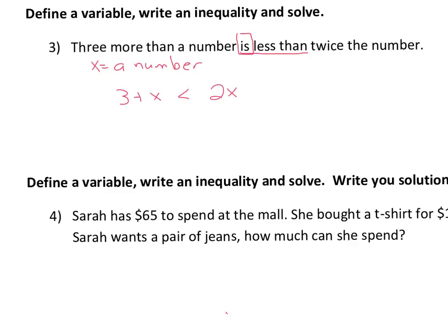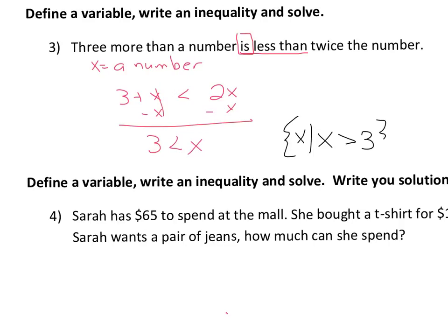When I solve this, I'm going to subtract x from the other side and get 3 is less than x. Now, to write it in set builder notation, you have to flip this around, and when you flip it, the whole thing gets flipped and goes the other direction. So instead of 3 less than x, it becomes x greater than 3, line x, set bracket. So all values of x such that x is greater than 3.